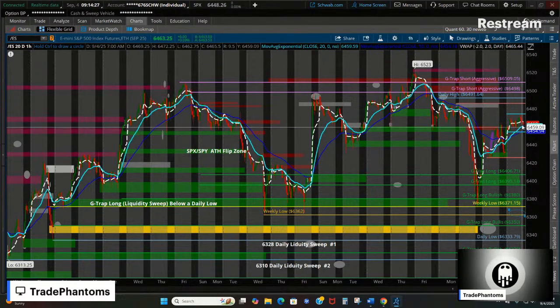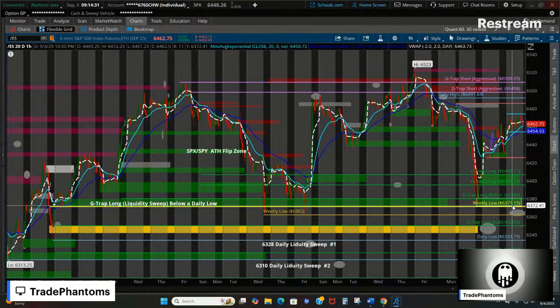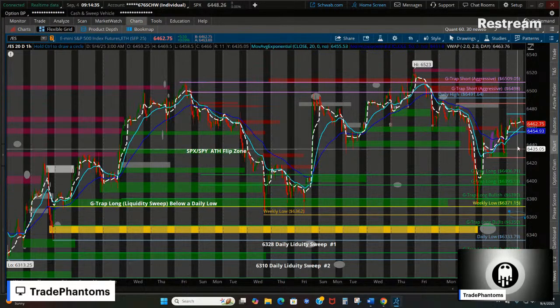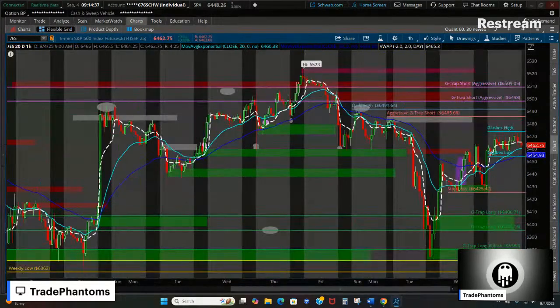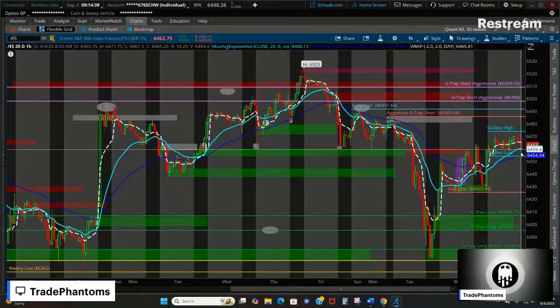I'm not sure if that's going to happen. I don't want to get too exaggerated here, but just keep an eye on that 63.71. That's Tuesday's low. So it could be a little bit interesting here in the event that we do pick up some major liquidity. I'm not sure if that's going to happen. That's all the way down here.